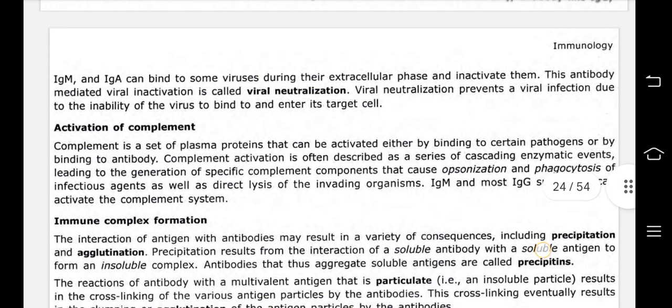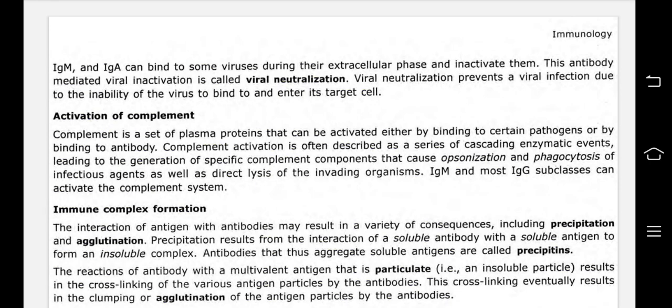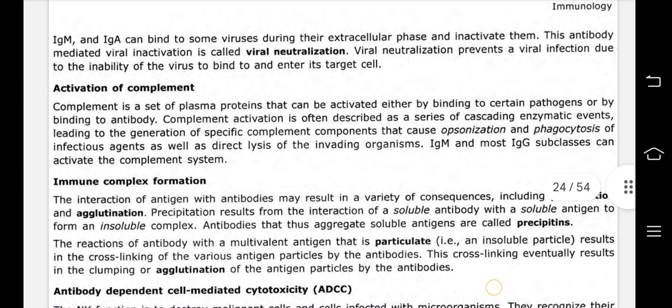Similarly, antibodies like IgG, IgM, and IgA can bind to some viruses during their extracellular phases and inactivate them. This antibody-mediated viral inactivation is called viral neutralization. Viral neutralization prevents a viral infection due to the inability of the virus to bind to and enter its target cell. And activation of complement.